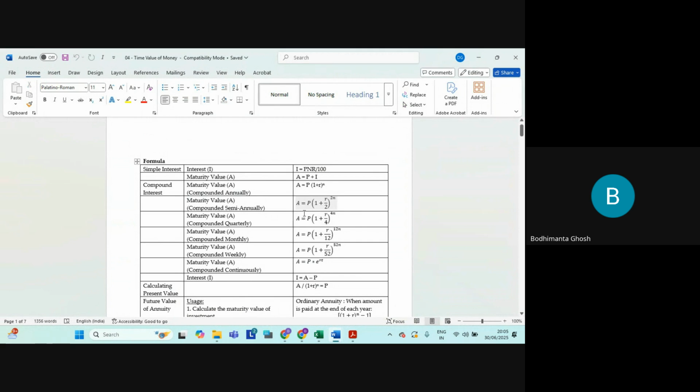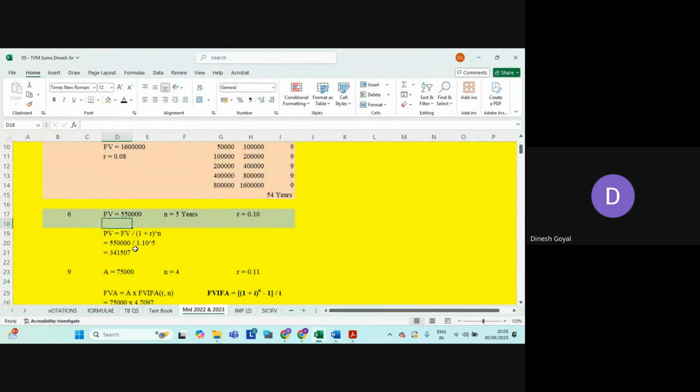The normal one, the one that is here. So the normal formula only you have to use. So 1 plus R raised to N is in the denominator. R is your 10%. So 1 plus 0.10 will become 1.1 raised to 5. So 5,50,000 divided by 1.1 raised to 5. So you will get this answer. Right? So see, very easy.